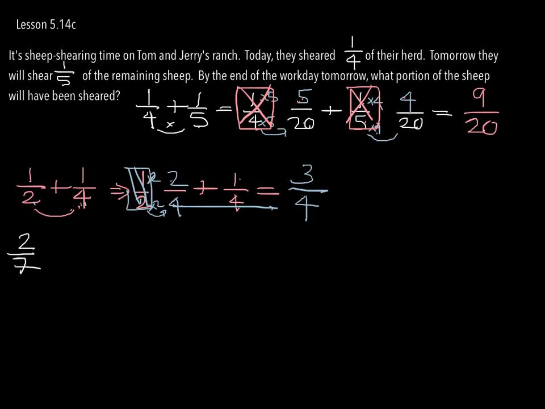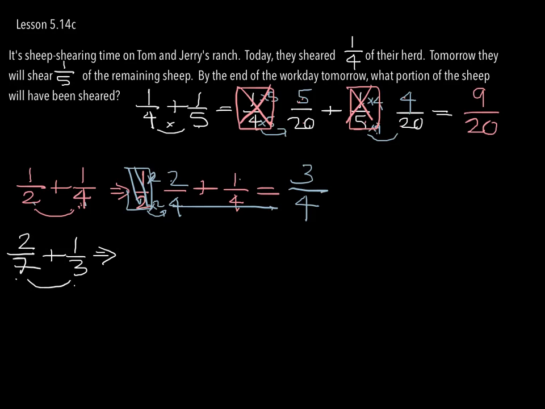2/7 plus 1/3. Okay, now different language, right? 7 and 3 are different. We have to figure out where they're going to match. Well, they're going to match at 7 times 3, which is 21.